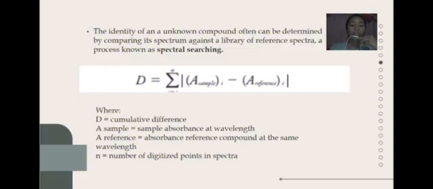UV spectroscopy is used to check purity. One example is checking the purity of olive oil, since it is possible to differentiate the saturated and unsaturated fatty acids present in olive oil. So that is one example of the qualitative application of UV spectroscopy.